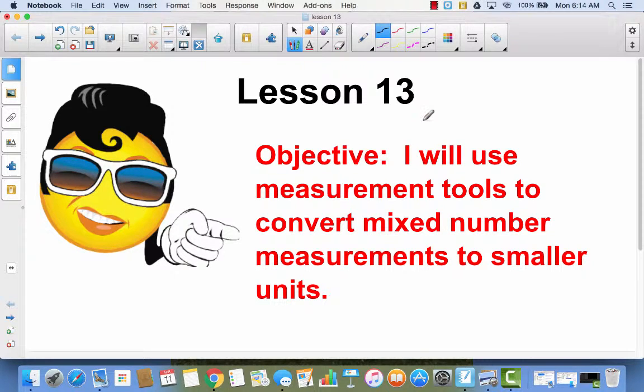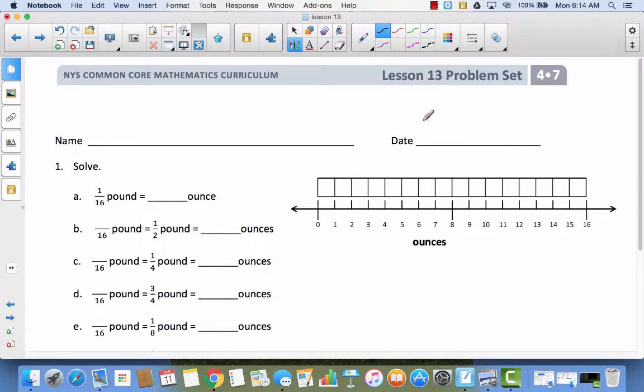Lesson 13, I will use measurement tools to convert mixed number measurements to smaller units. All right, so let's just go right straight to our problem set today. And you can see that we have a tape diagram and we also have a number line.